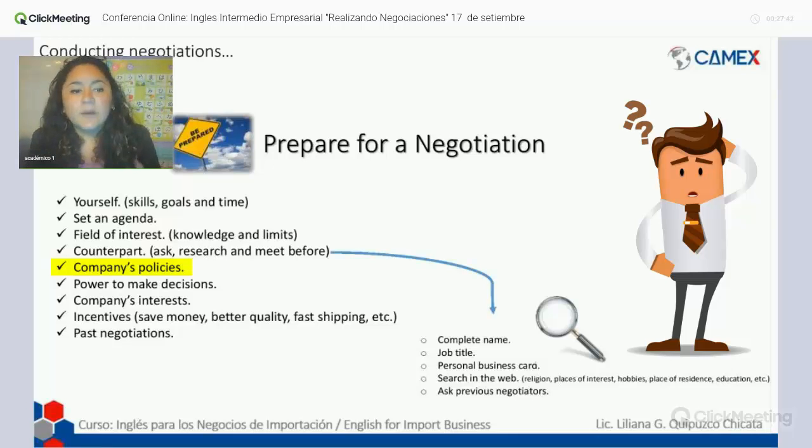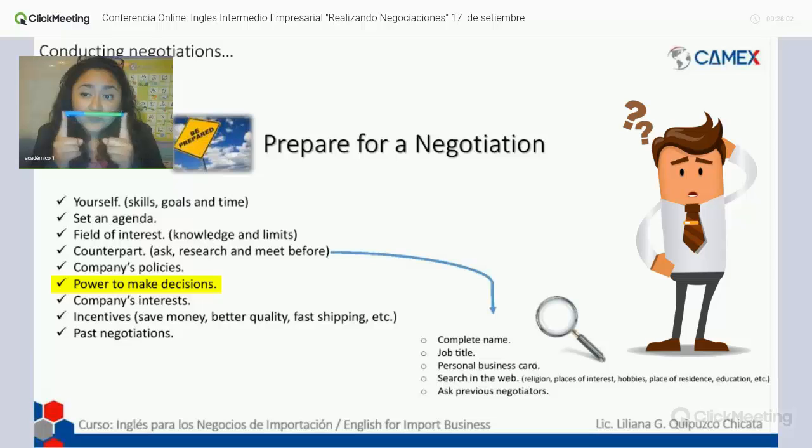Okay? Then the power to make decisions. For example, let's say we are going to get together with a client of pens. We are going to sell our client pens. We have to know if the person we are talking to has the power to make a decision to buy, and how many units he can buy. Maybe he is only able to buy 1,000 units, but our goal was to sell 10,000 units. In this case, the company policy allows closing an order, but the decision-making power of this person is not up to our goal. You understand? So again, we have to do our research beforehand.